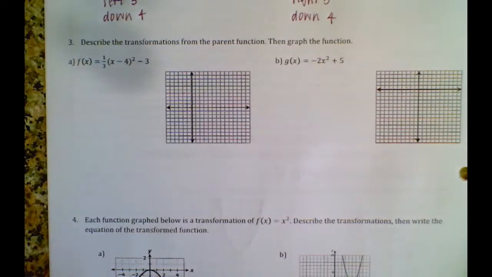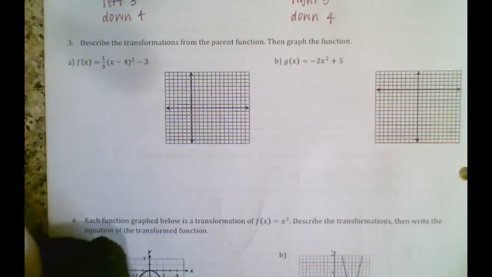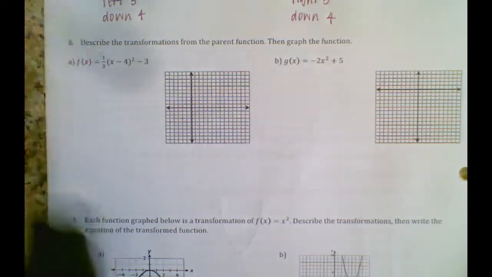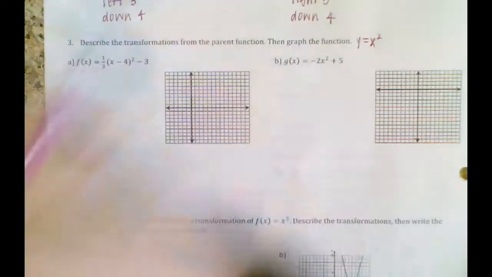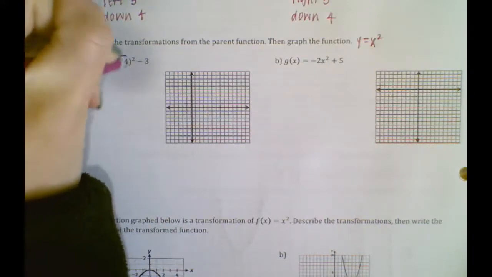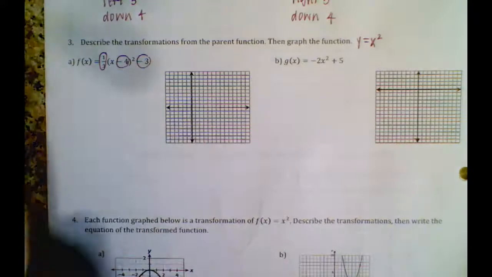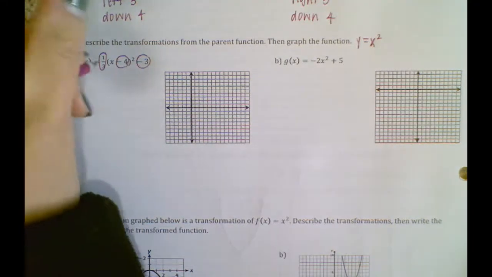So let's go ahead and do that. Let's just look in this order here. So the transformations are, we want to compare it to the parent function, which is y equals x squared. So how many extra things do we see compared to this guy? Well, we have 1, 2, 3 extra things from the x squared. So we have 3 transformations. This 1/3, that's your a value.